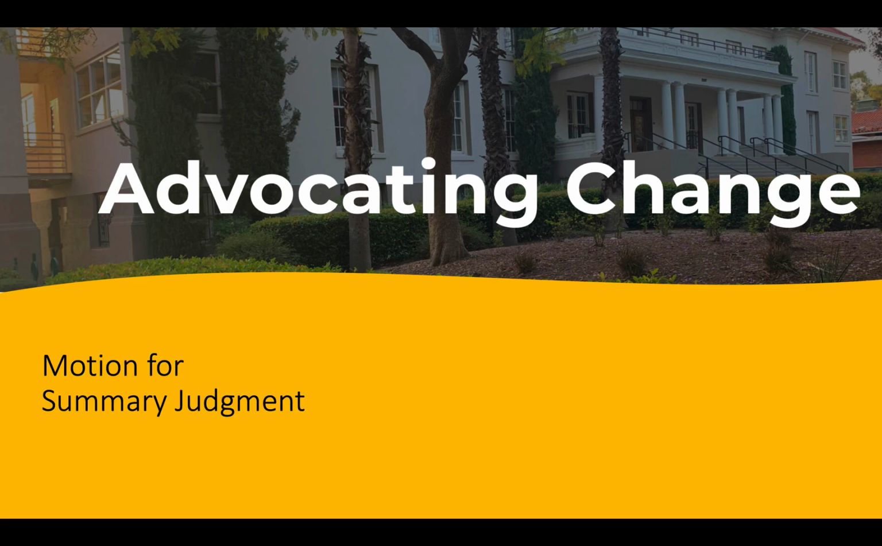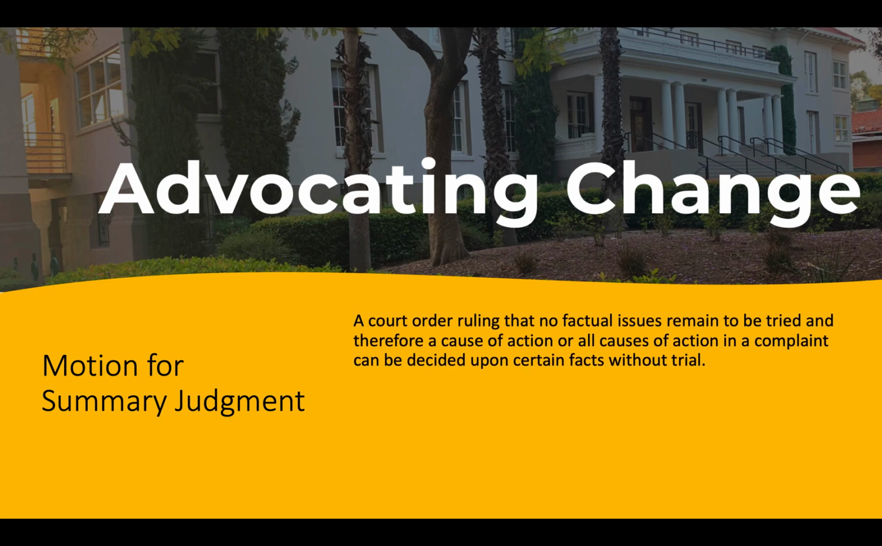Let's first go over what these two motions are. A motion for summary judgment is a court order ruling that no factual issues remain to be tried, and therefore a cause of action or all causes of action in a complaint can be decided upon certain facts without trial. A summary judgment is based upon a motion by one of the parties that contends that all necessary factual issues are settled or are so one-sided they need not be tried.